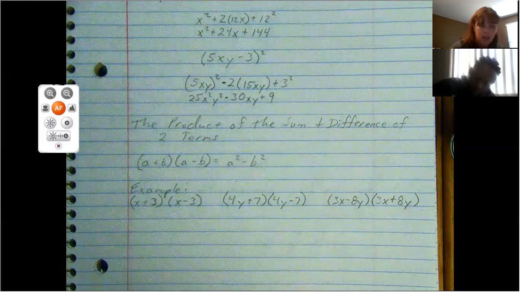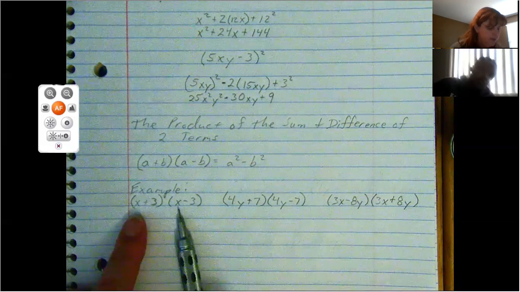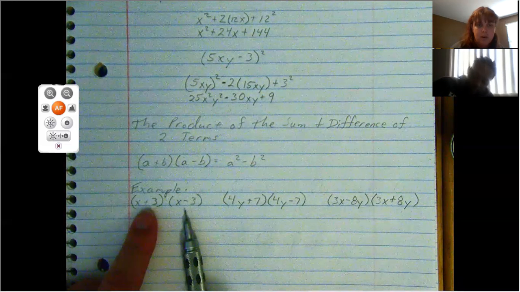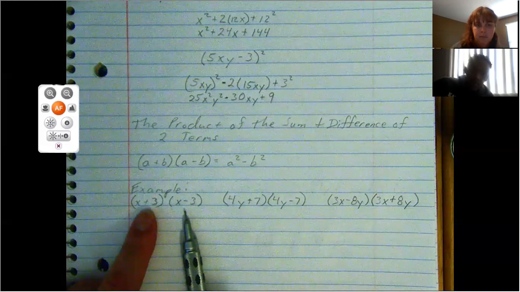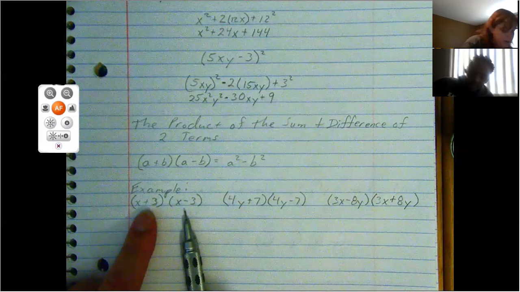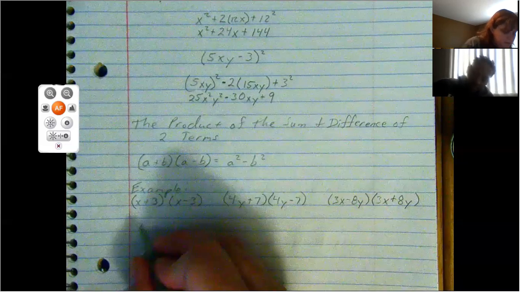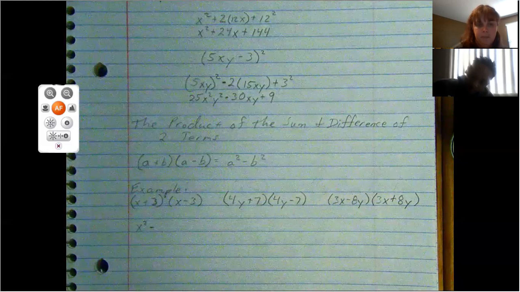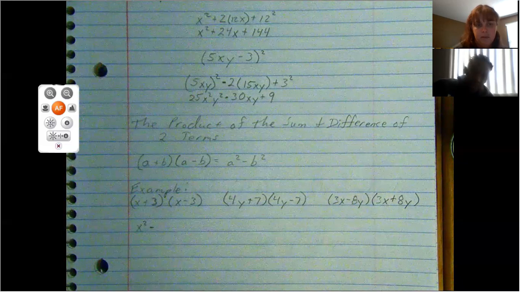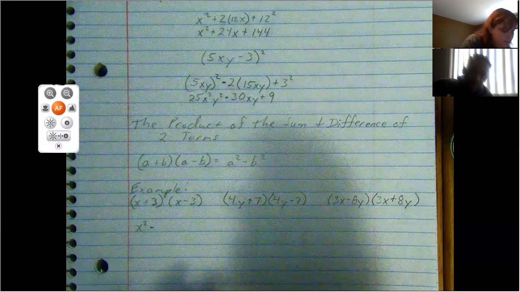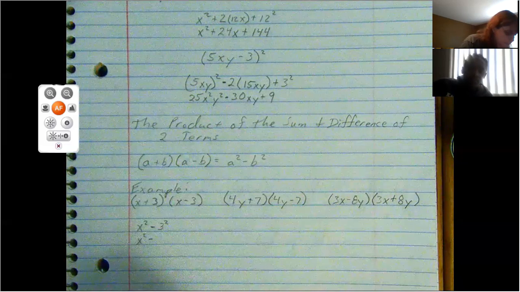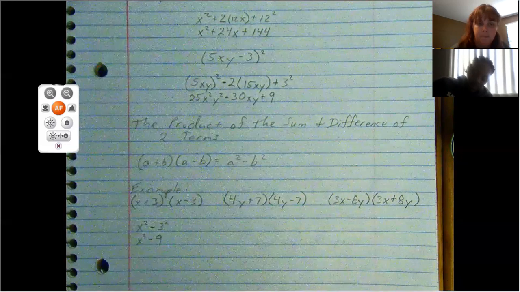All right, so let's take a look at a couple of examples here I have. So I have an x plus 3 and an x minus 3. So then what would my first term be when I multiply these? X squared. X squared, good. Minus, what would my second term be? 3 squared. Which is? 9. Good.